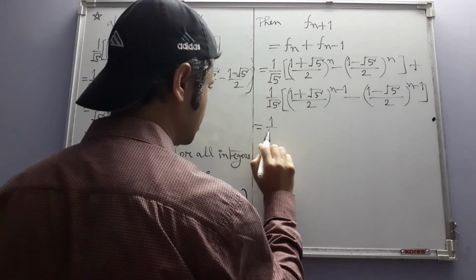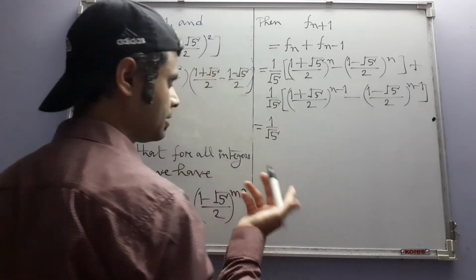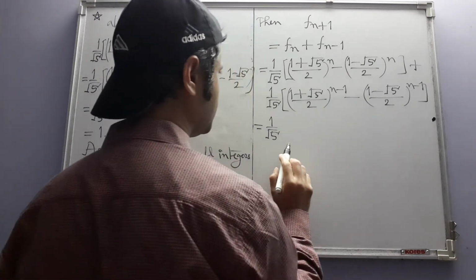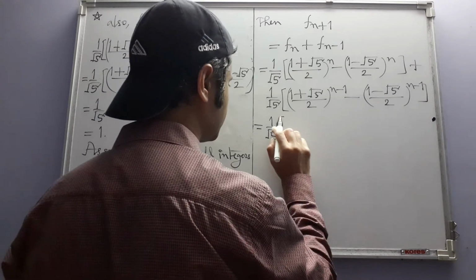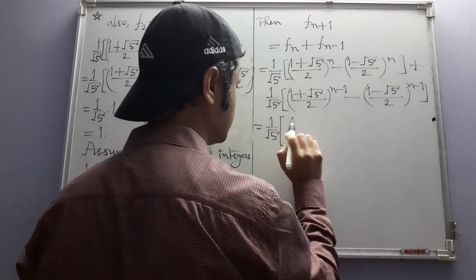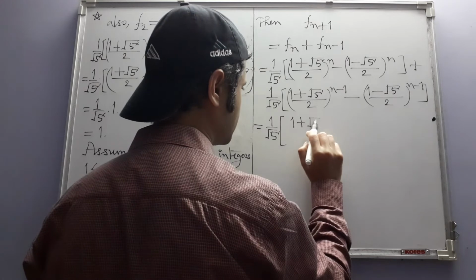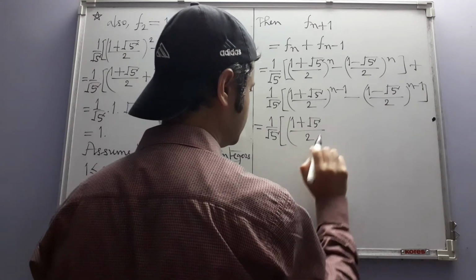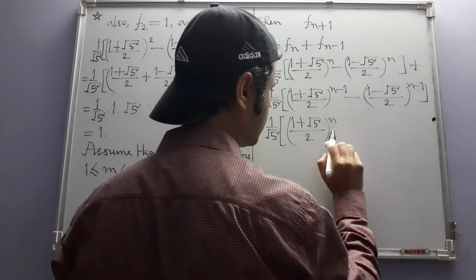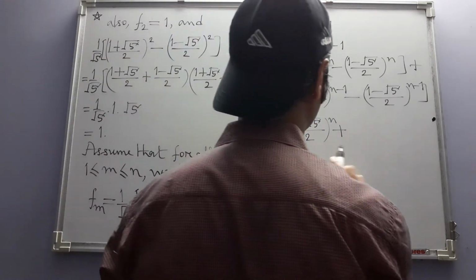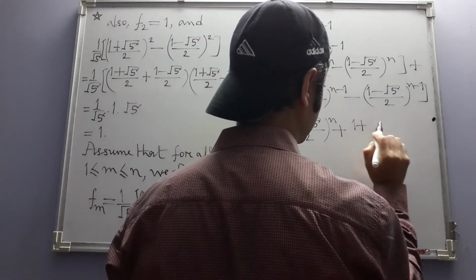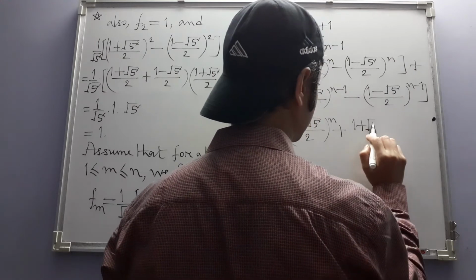So 1 over square root of 5 can be taken common out, and okay, let's just show all the steps instead of saying them verbally. We will, however, write the terms in a somewhat not straightforward way.